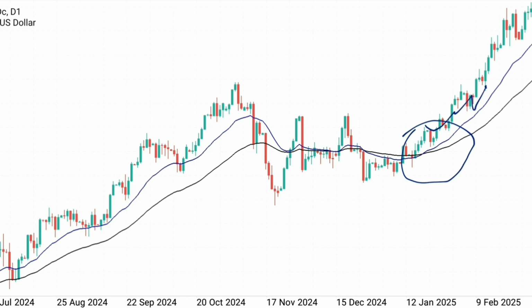It means that here the trend has shifted to bullish. So it is called a bullish crossover or golden cross. Whenever you see the short-term moving average cross above the long-term moving average, it means that the uptrend has started. So you can just enter the market once you see the bullish crossover.